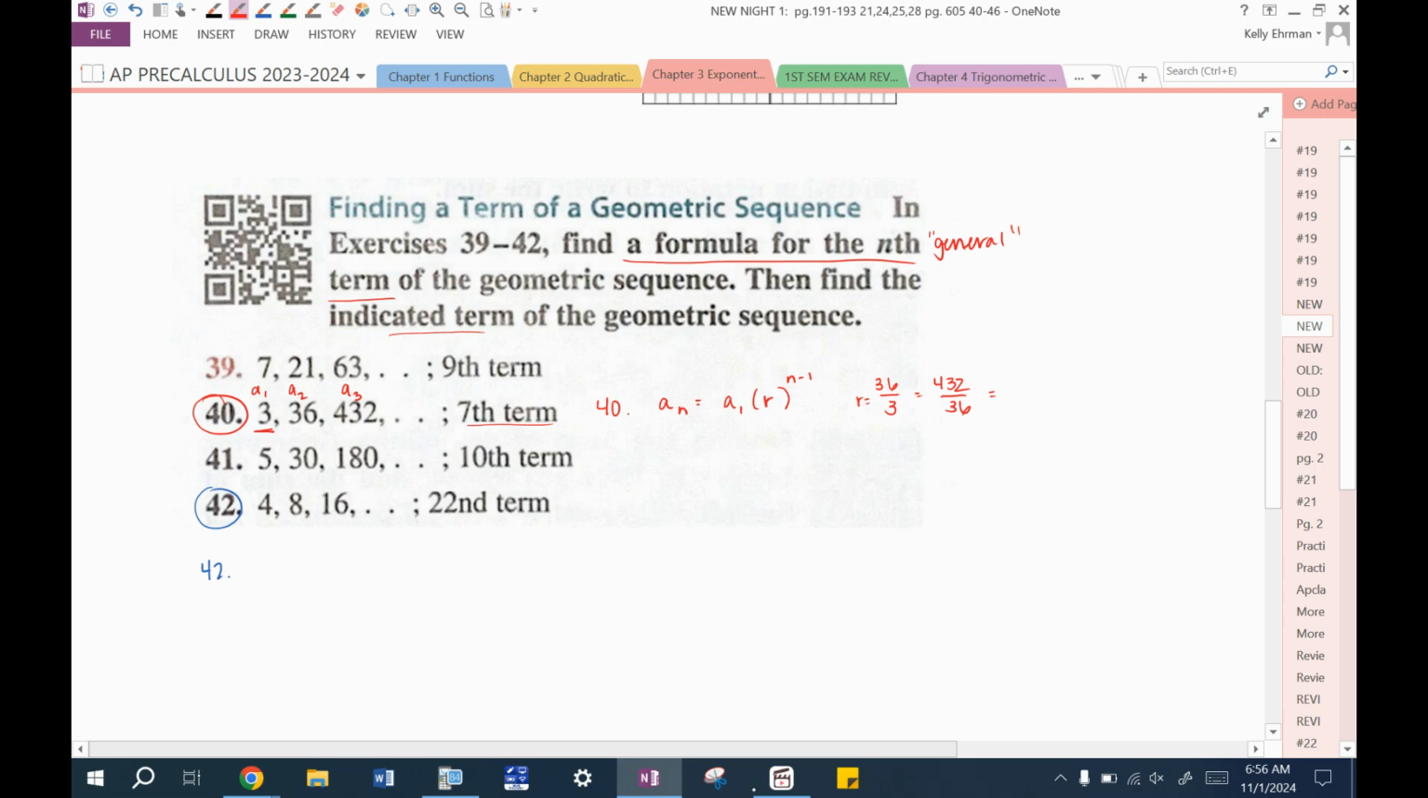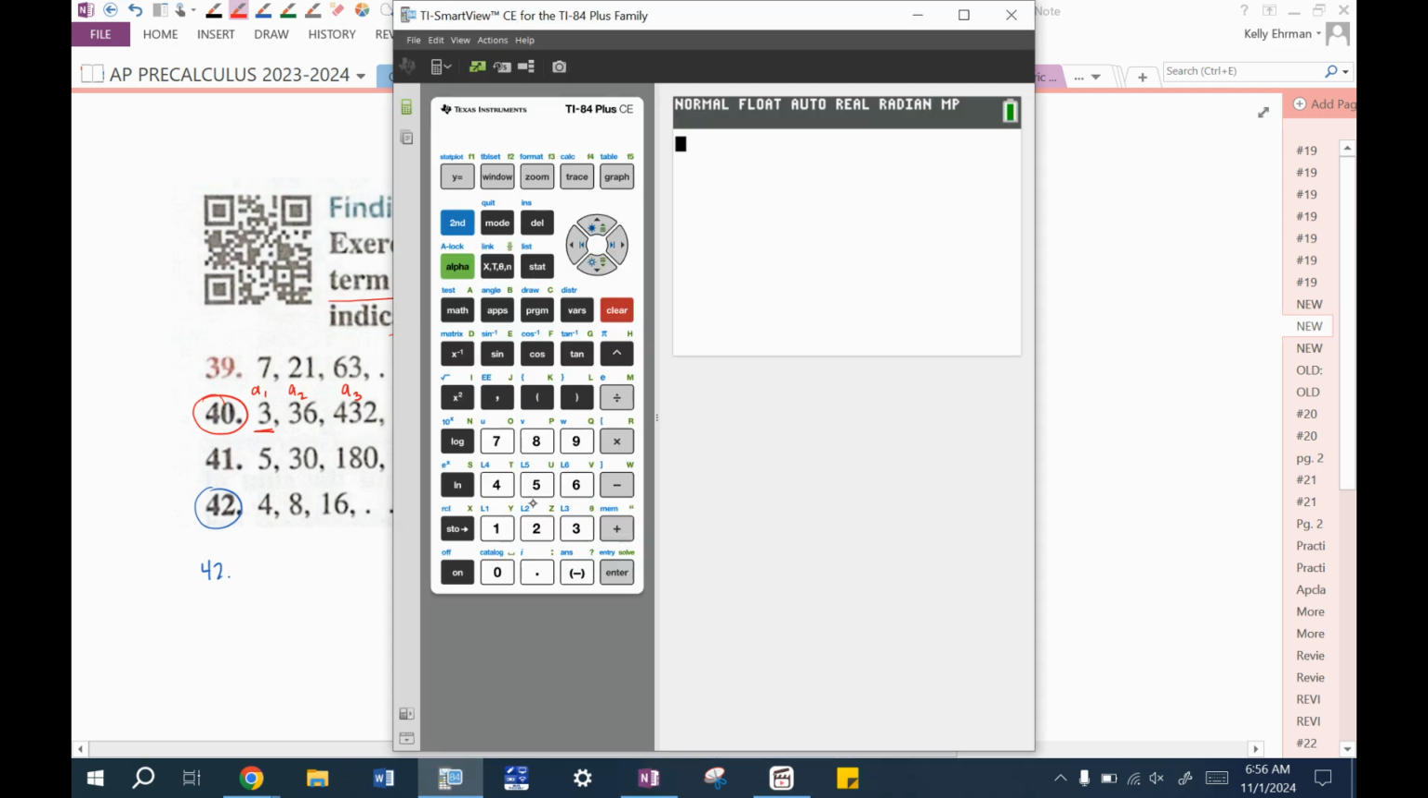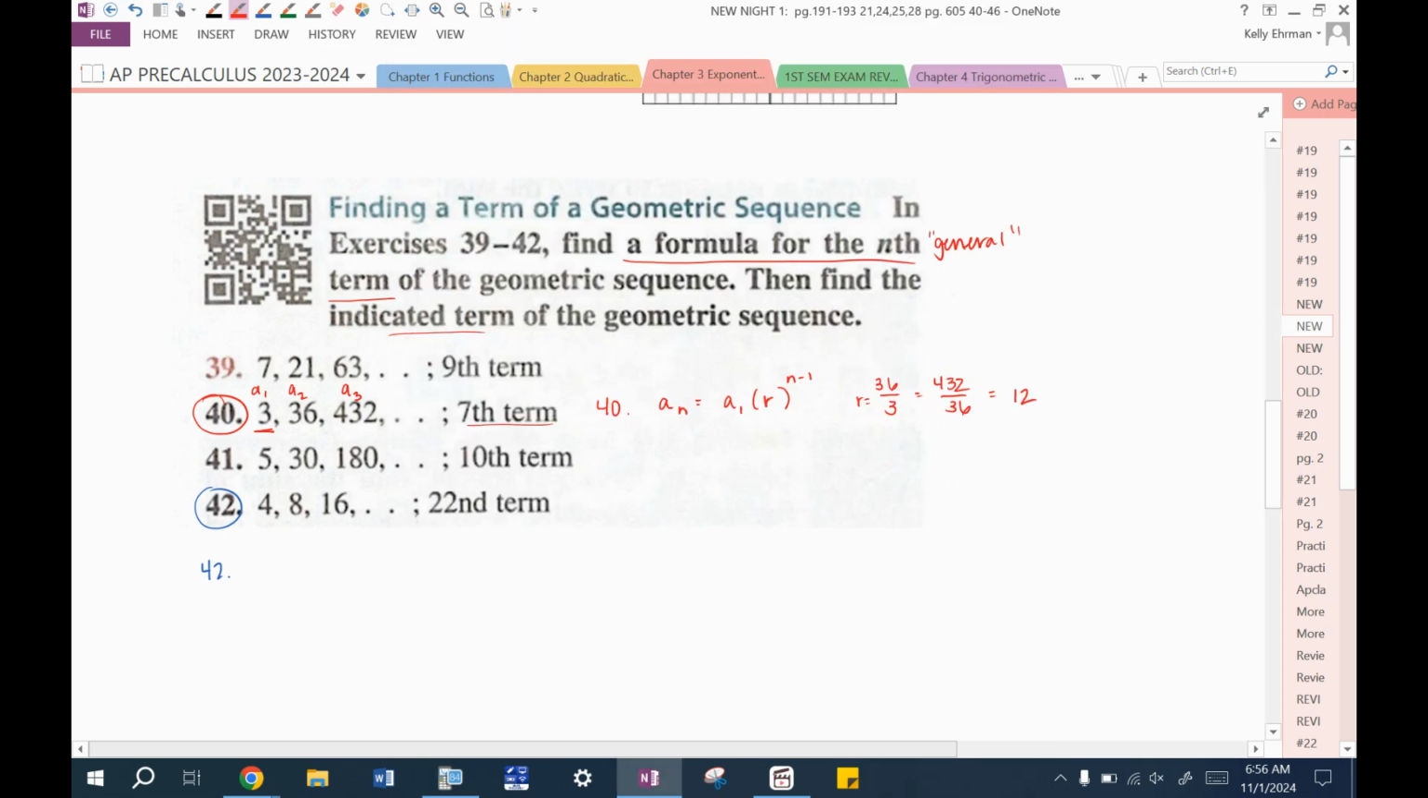36 divided by 3 is 12. Okay, I know that. But I want to check the other one, 432 divided by 36. They're telling me this is geometric, so it should come out the same. R is 12. So our nth formula is just the first term, which is 3, times 12 to the n minus 1 power. That's the nth term or the general term. And then you can use that to find the 7th term.